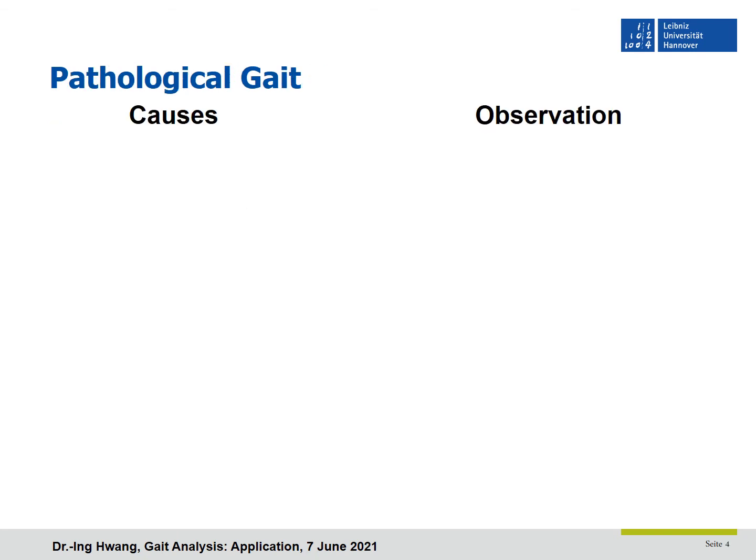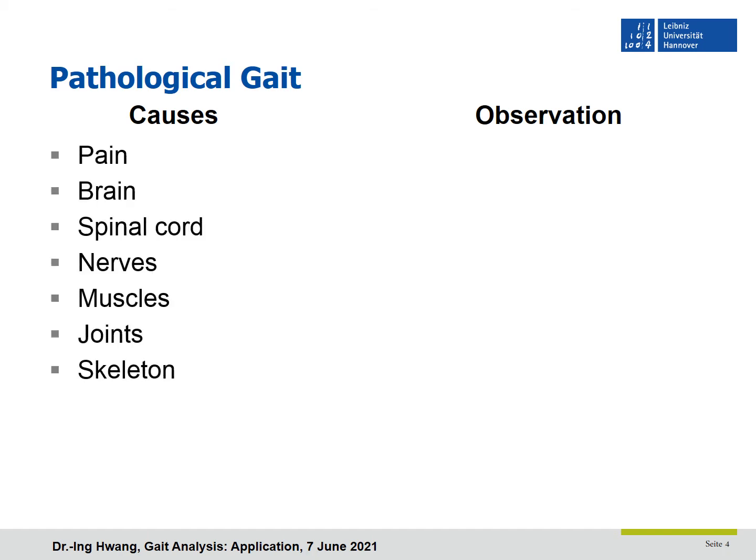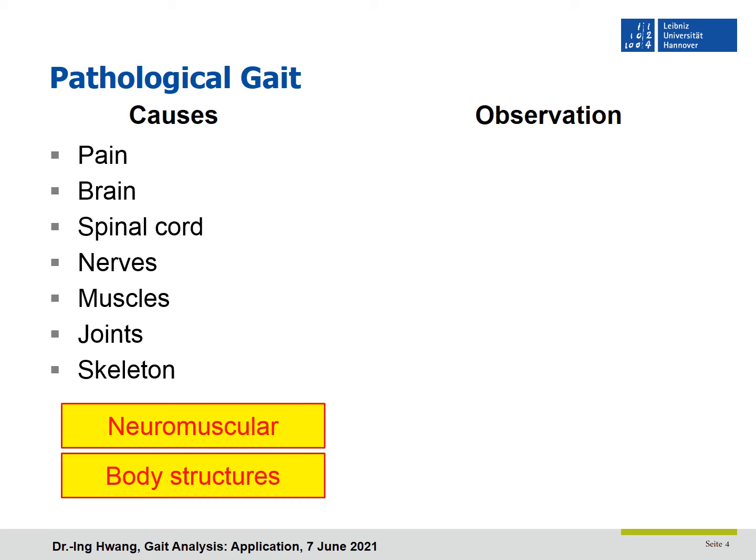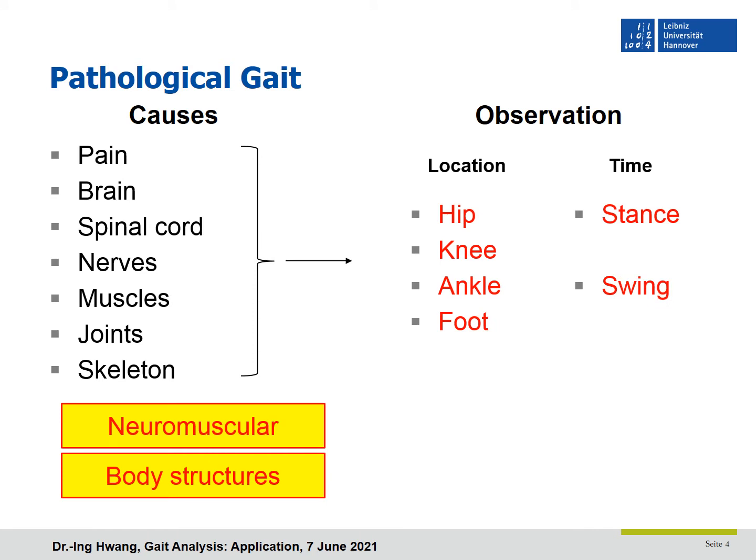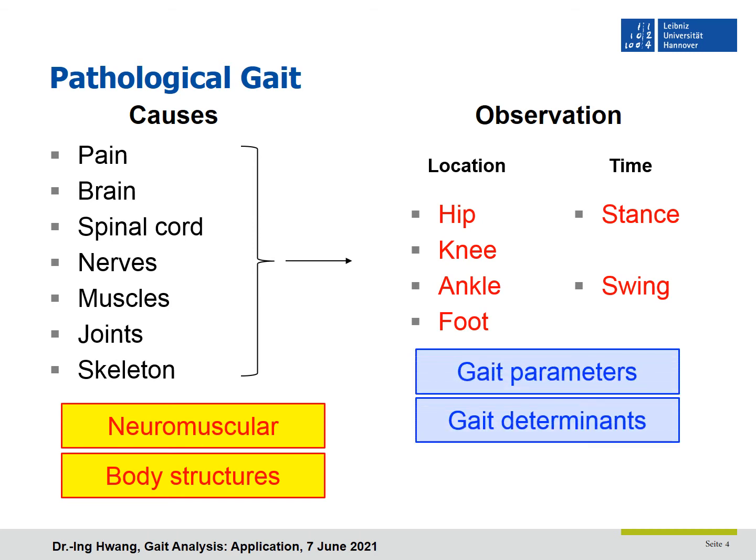As locomotion is a complicated process, there are a lot of reasons of the pathological gait. It is caused by pain and problems with brain, spinal cord, nerves, muscles, joints, and skeleton. In other words, the pathological gait is caused by neuromuscular and body structural problems. We can observe the abnormality of the gait in hip, knee, ankle, and foot in gait cycle. That means we can determine the pathological gait with gait parameters and determinants.